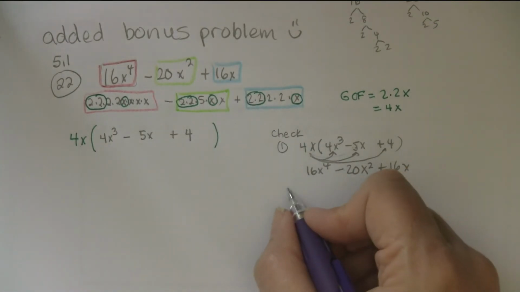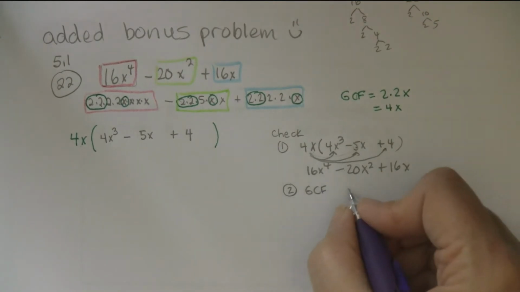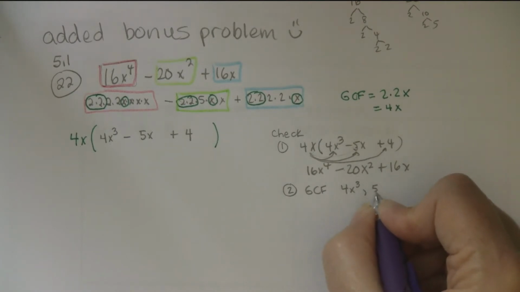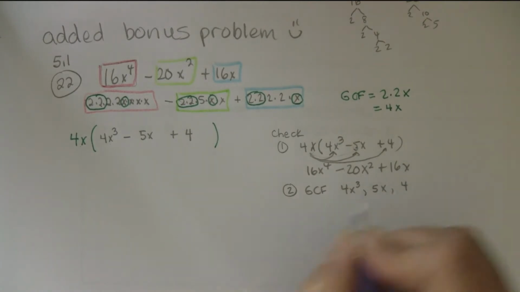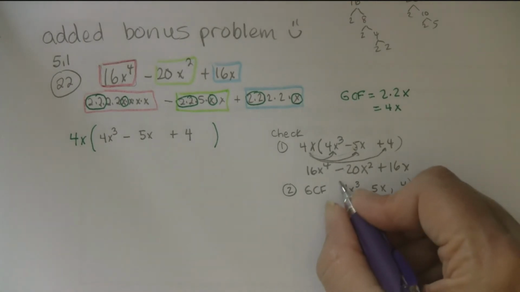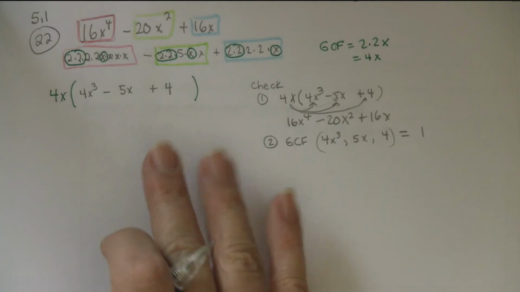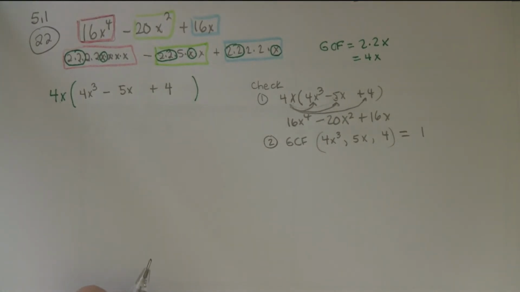You need to make sure also that the greatest common factor of the pieces, 4x cubed, 5x, and 4, those pieces, is equal to 1. So you need to make sure that the greatest common factor of my trinomial is 1. That's what you need to make sure of. That they don't have anything, no number divides evenly into them other than 1.